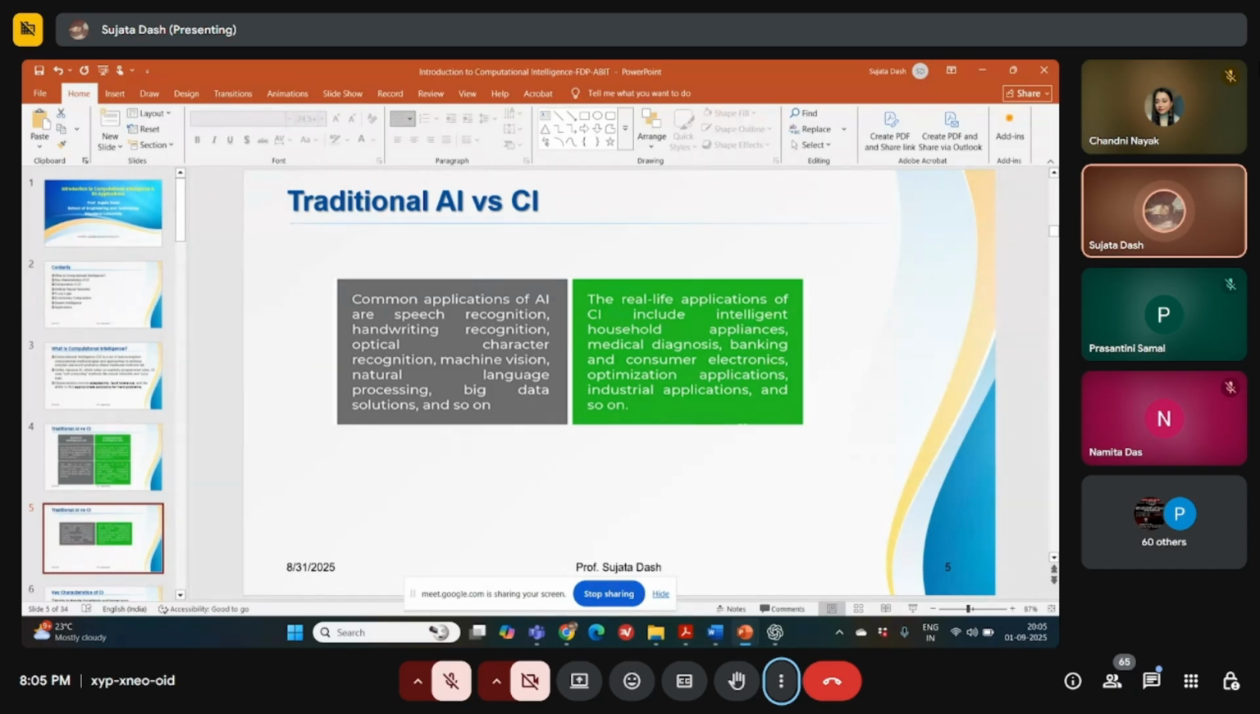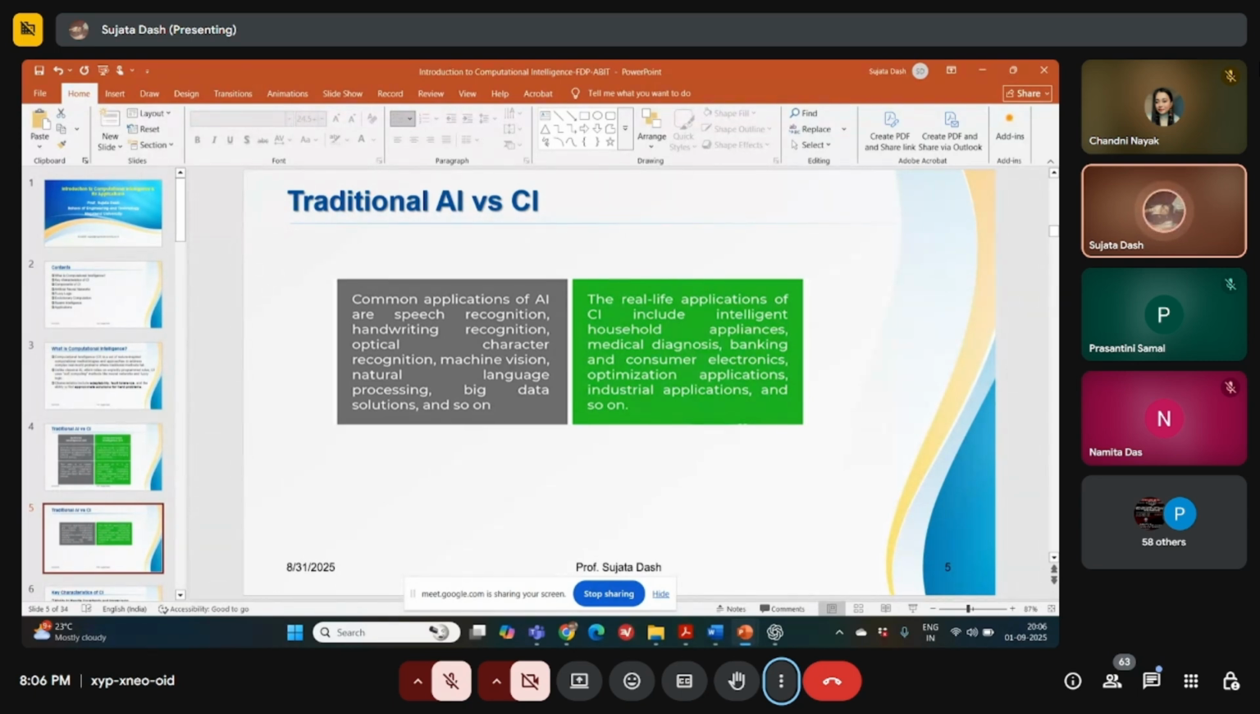And now coming to the application of computational intelligence, I can say CI is more about adaptability and solving real world dynamic problems where we find difficulty in finding exact answers. So some of the applications here are intelligent household appliances, like washing machines. You know, the smart washing machines, they adjust the washing cycles automatically. Or the smart refrigerators, they can suggest your shopping list.